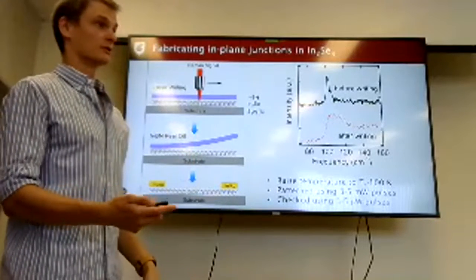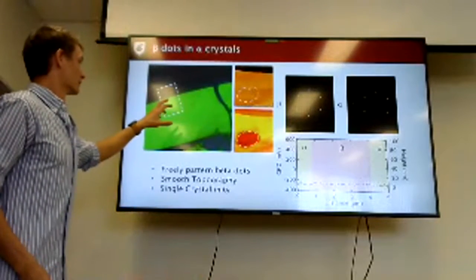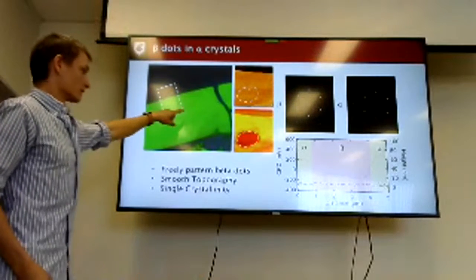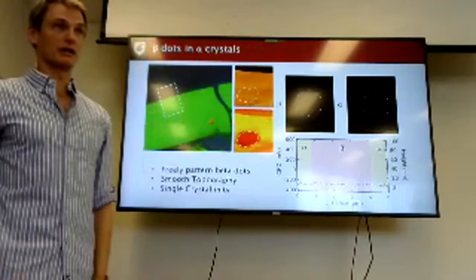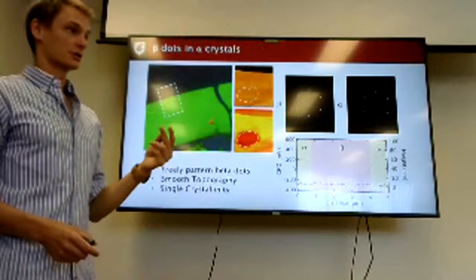Right? So the first thing we did was to try to do this reproducibly. And that's what you see here, where we took an alpha phase crystal and then just made it look like a leopard. It's got polka dots of beta all over the place. We wanted to make sure we weren't burning holes in the sample, and we wanted to make sure that these were stable.